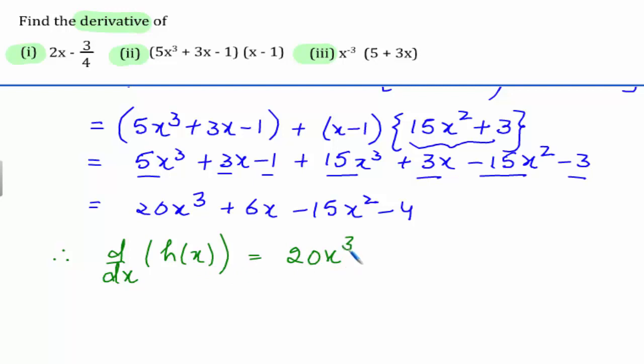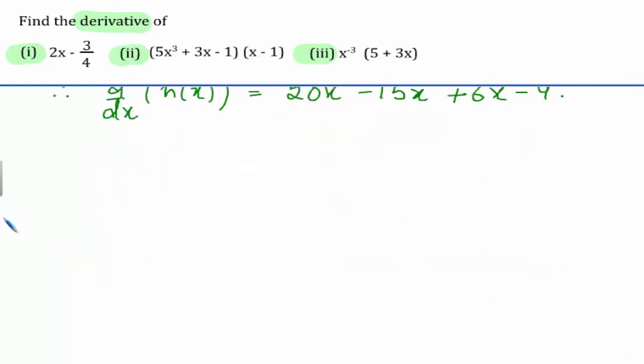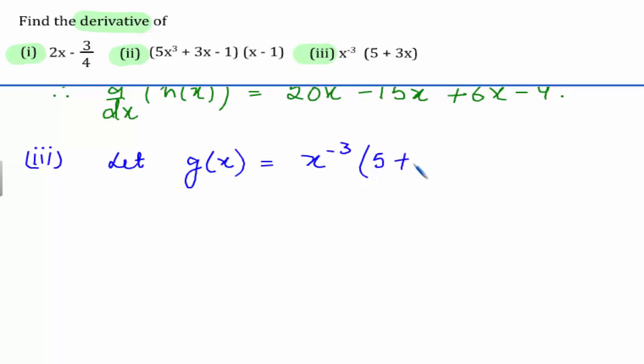Now let us find the derivative of the third part. Let us define the given function by g x. So g x is equal to x raised to the power minus 3 into 5 plus 3x. This can further be written as 5 plus 3x divided by x cube. Now here we have the quotient of two functions.